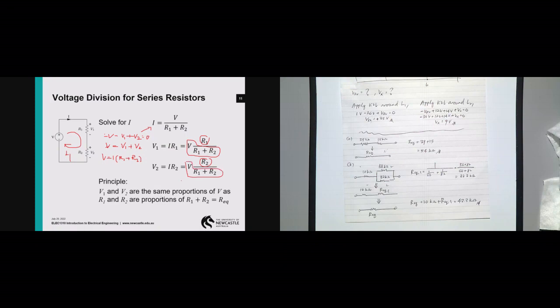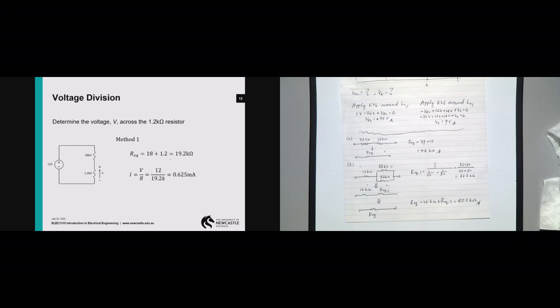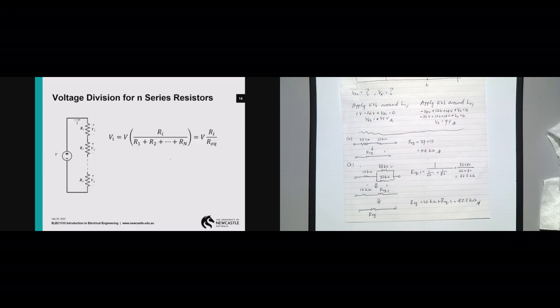So what you notice is that you can write this relationship as follows if your number of resistors increases, which is shown here. Essentially, your resistance of interest divided by the total equivalent resistance, multiplied by the source voltage, gives you the voltage across the resistor itself.